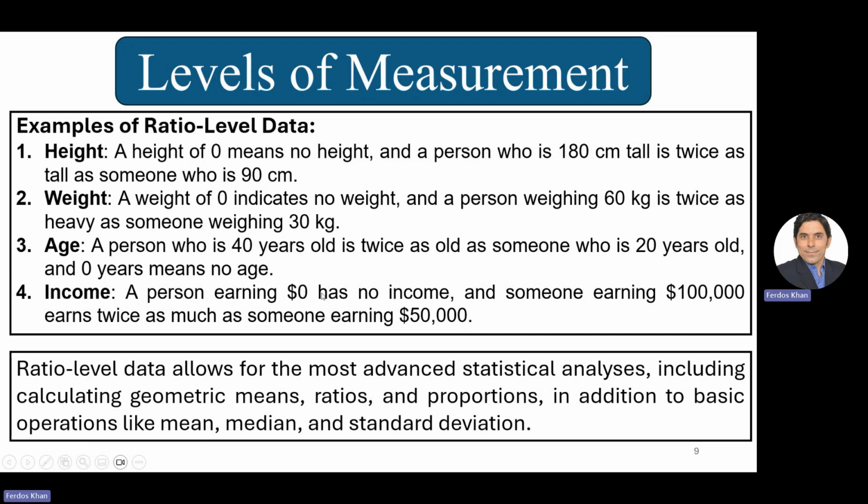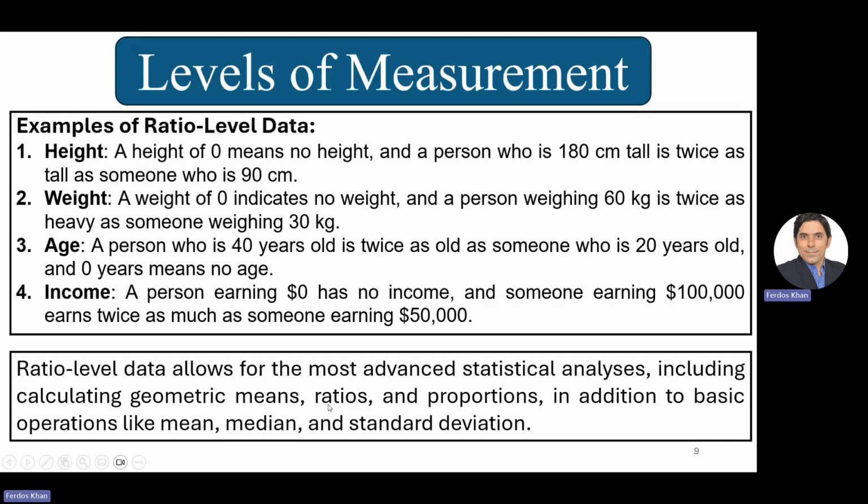Income: a person earning $0 has no income, and someone earning $100,000 earns twice as much as someone earning $50,000. So it is very clear from these examples that this overcomes the limitation of the previous data sets. Now, what type of calculation? We have already talked about this, but for ratio level data we can talk about it here as well. Ratio level data allows for the most advanced statistical analysis, including calculating geometric mean, ratios, and proportions, in addition to basic operations like mean, median, and standard deviation. So you can do a lot of operations if you have this type of data.